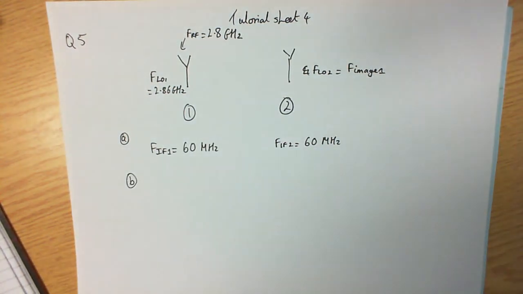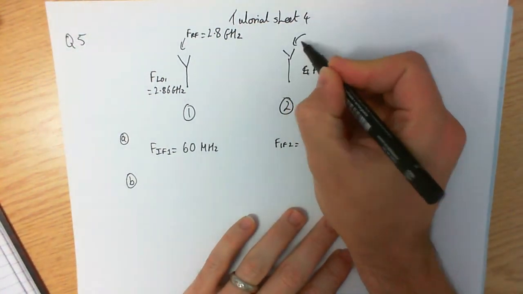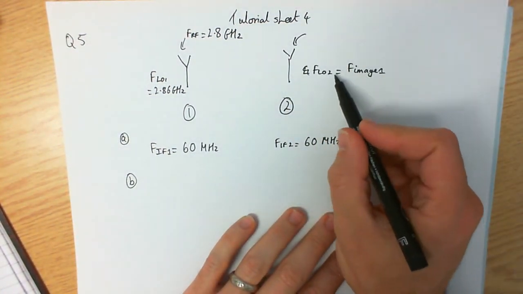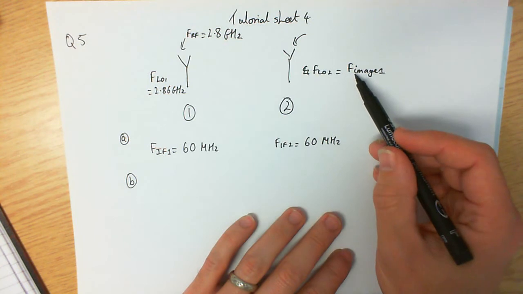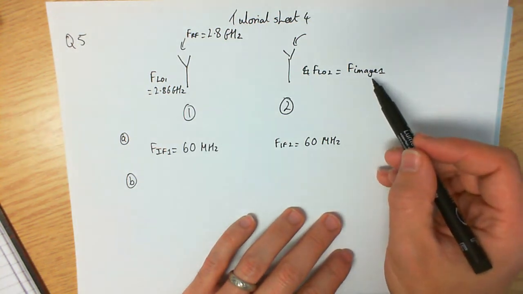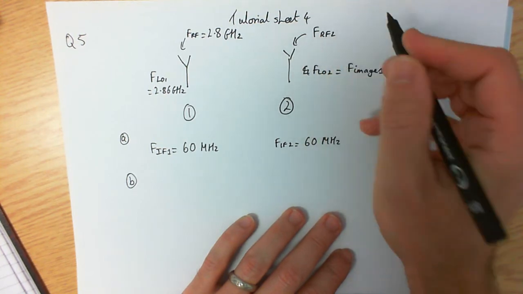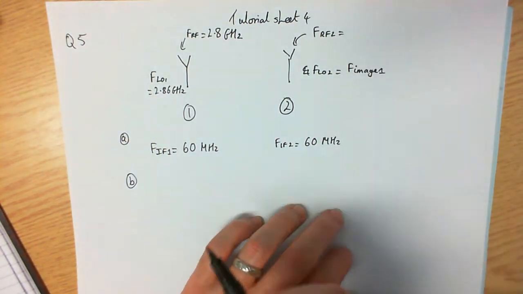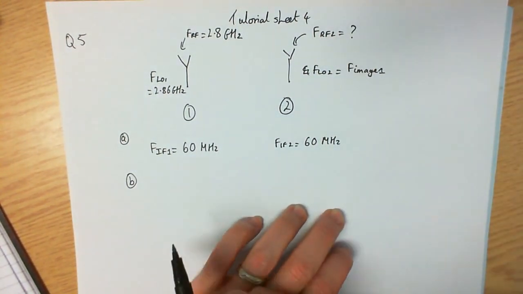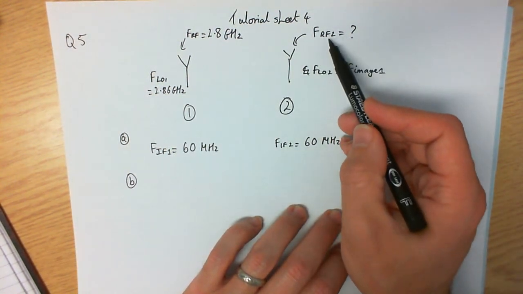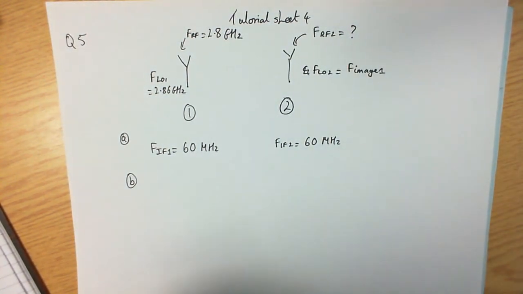And then part B says, to what signal frequency is the second receiver tuned? So in other words, at the minute the local oscillator, the second local oscillator, is set to the image frequency. And what we need to know is what is the RF frequency that the second system is tuned to.